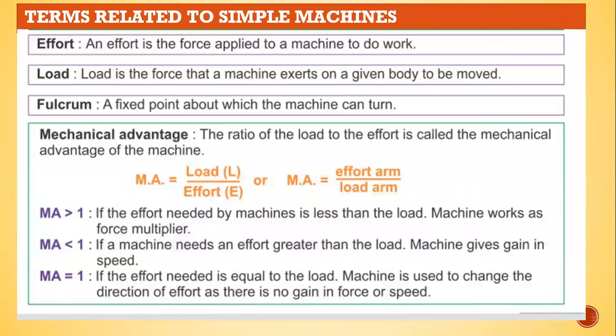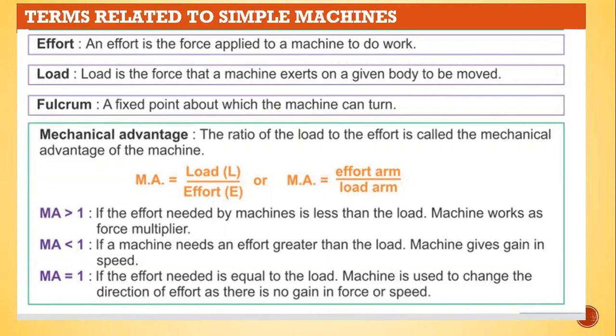Now let us study a few terms related to simple machines. First is effort. Effort is the force that we apply on the machine. An effort is the force applied to a machine to do work. Load. Load is the resistive or opposing force which is to be overcome by the machine. So on the load, the machine does work. Then we have fulcrum, a fixed point about which the machine can turn. The simple machine is pivoted on a point that is called fulcrum.